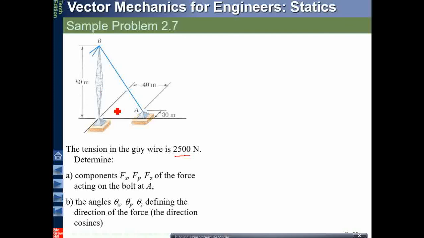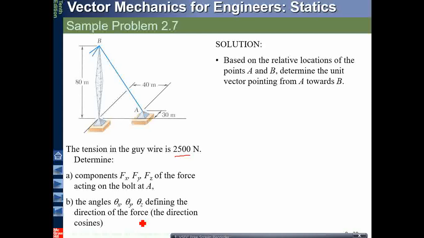What is required from this? The force components Fx, Fy, Fz acting at bolt A, and the angles defining the direction of the force. So let's try to do this. Based on the relative location of points A and B, determine the unit vector pointing from A towards B.